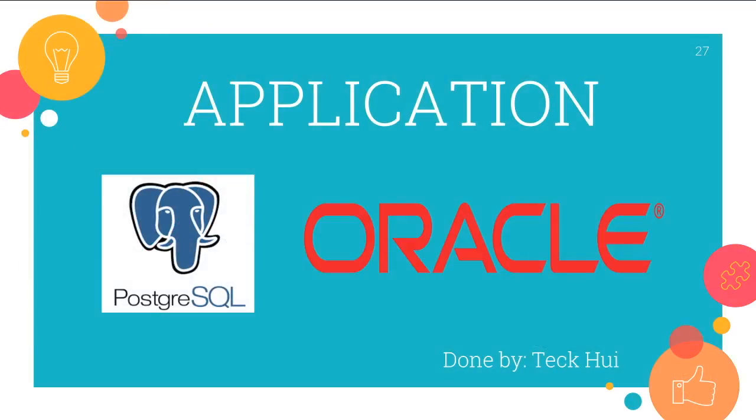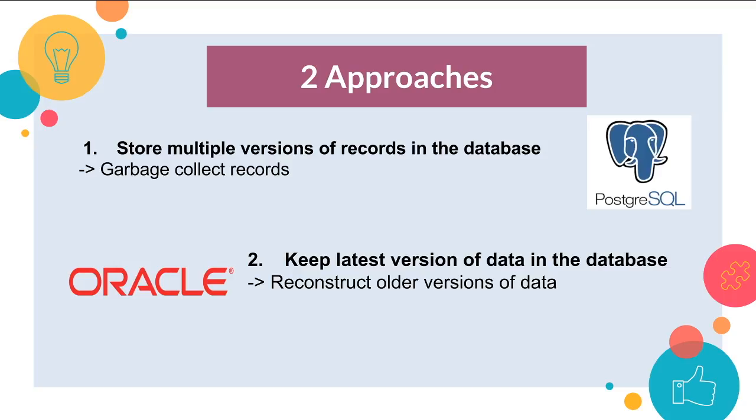Hi, I'm Teck, and today I'm going to share about the application of using MVCC by PostgreSQL and Oracle. There are two different approaches. The first approach is to store multiple versions of records in the database and garbage collect records that are no longer required, which is adopted by PostgreSQL. The second approach is to keep only the latest version of the data in the database, but reconstruct older versions of data dynamically as required by using undo, which is adopted by Oracle.